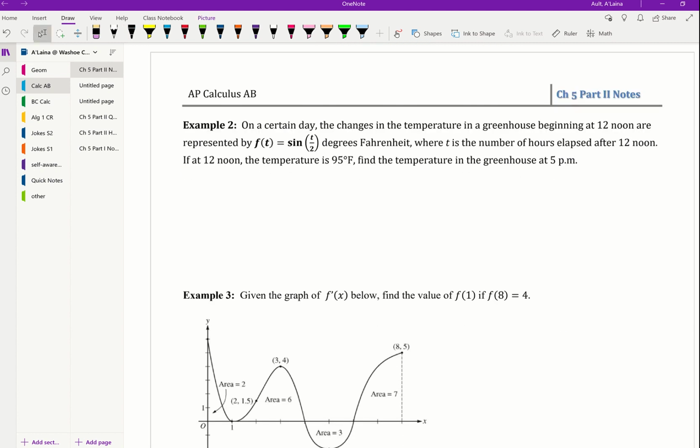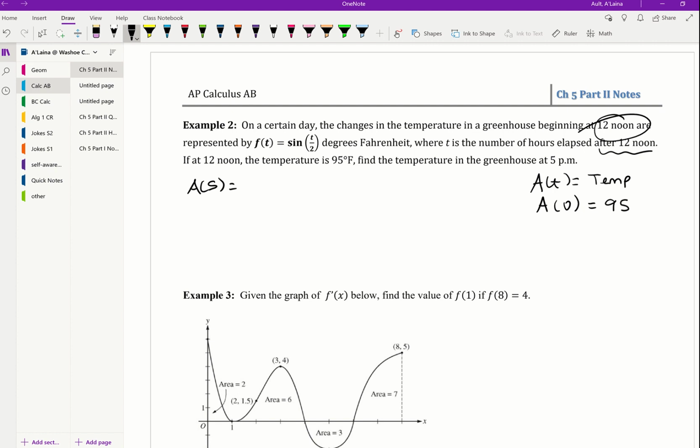On a certain day, the changes in temperature in a greenhouse beginning at noon are represented by F of t. There's the formula for F of t. T is the number of hours after noon. If at noon the temperature is 95, find the temperature at 5 p.m. I'm going to again let A of t be the temperature at any time. And they told me the temperature at noon, which would be 0 hours after noon, is 95. This is my starting temperature. I want to find the temperature at 5 p.m., which is 5 hours later.